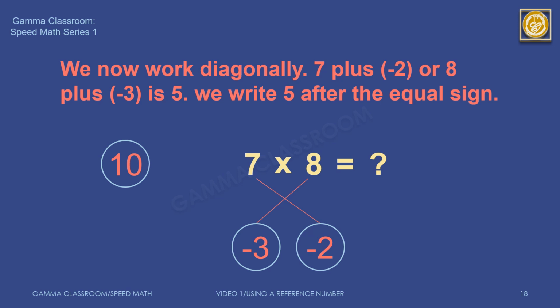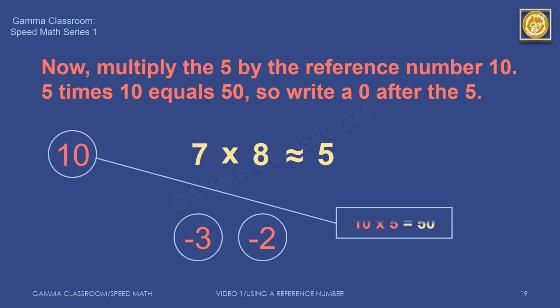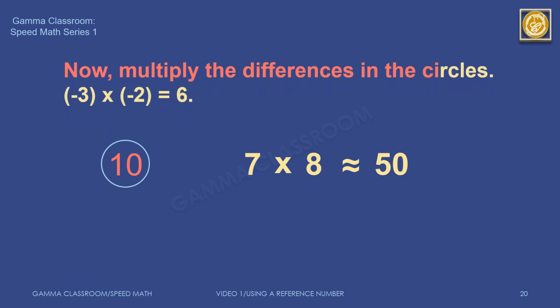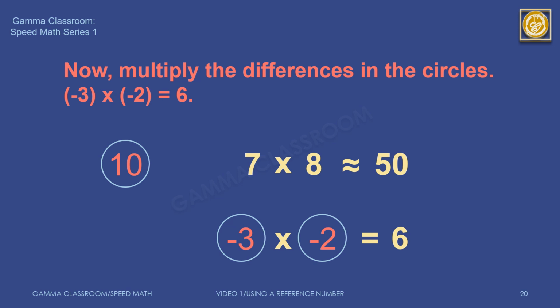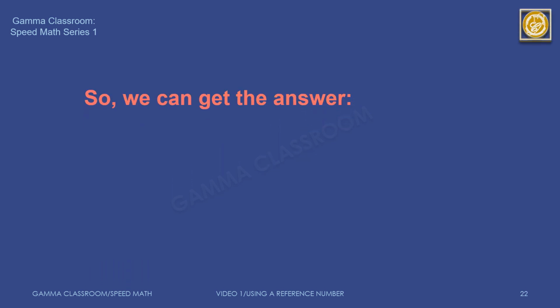We now work diagonally. 7 plus minus 2, or 8 plus minus 3, is 5. We write 5 after the equal sign. Now, multiply the 5 by the reference number 10. 5 times 10 equals 50, so write a 0 after the 5. We call this number the approximate number. Now, multiply the differences in the circles. Minus 3 times minus 2 equals 6. Add this to the subtotal of 50 for the final answer of 56. So, we get the answer, 7 times 8 equals 56.